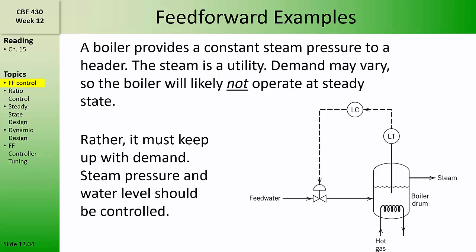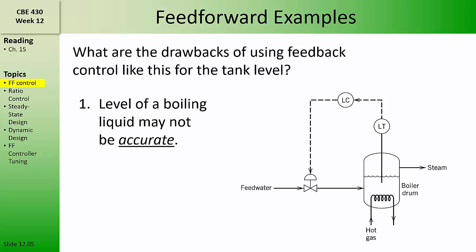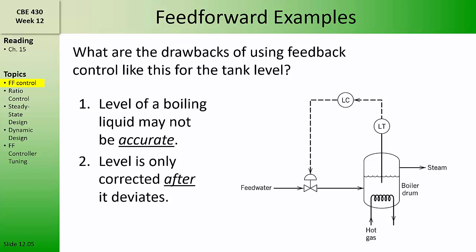The steam pressure and the water level should also be controlled. What are the drawbacks of using feedback control like this to control the tank level? First, this level control requires that we measure the level of a boiling liquid, and that level measurement may not be very accurate because the surface of the boiling liquid will be agitating turbulently. Second, if we're using feedback control, then the level controller is only able to take corrective action after the level deviates from its set point.